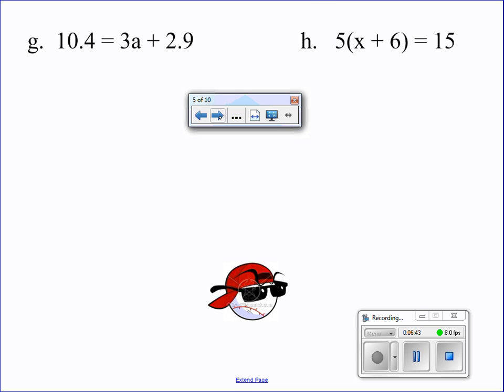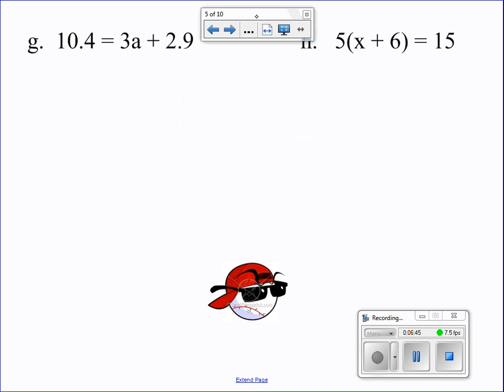So in G, again, I'm trying to isolate the variable. I'm trying to get a by itself. So my constant term is 2 9/10. Since it's an equation, I'm going to subtract 2 9/10 from each side. So with decimals, you need to line them up. Remember that.